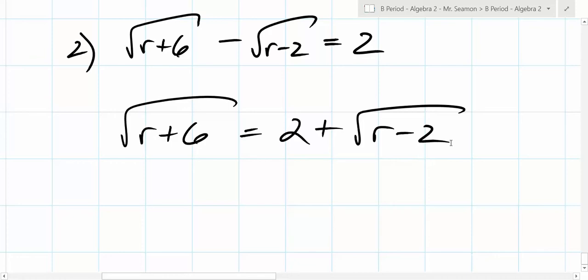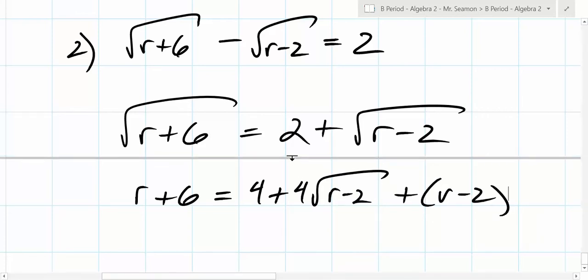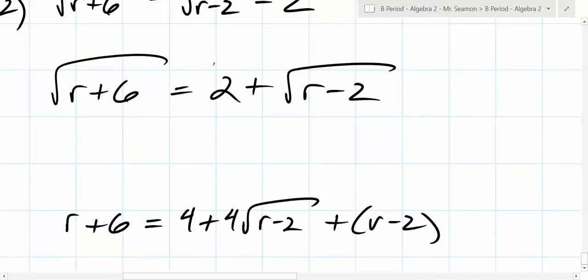Now what's the only thing you can do? Three words: square both sides. So what does the left side become? r + 6. And on the other side, you end up with 4 plus 4 times the square root of r minus 2 plus r minus 2. I skipped a lot of steps there, but that's what you end up with because when you square both sides, you have to take this and multiply it by itself.